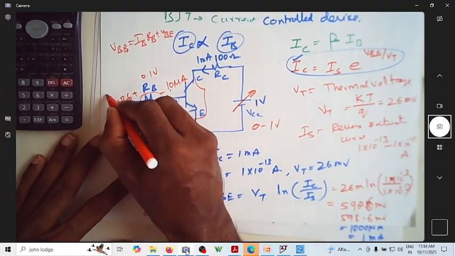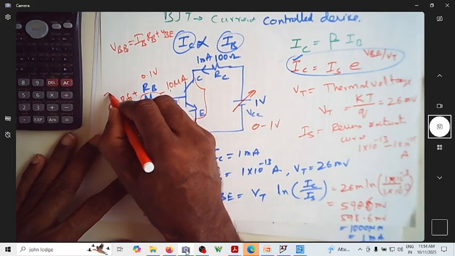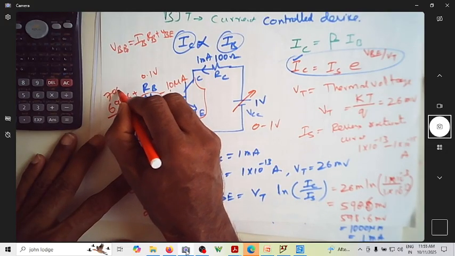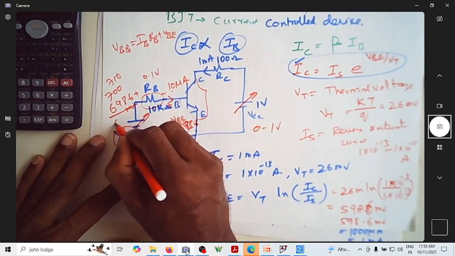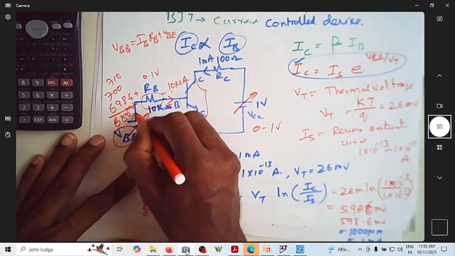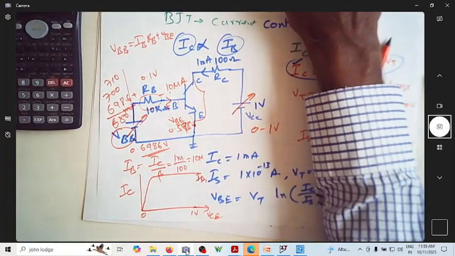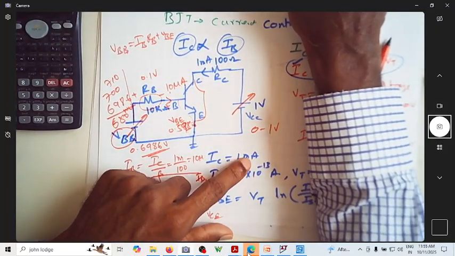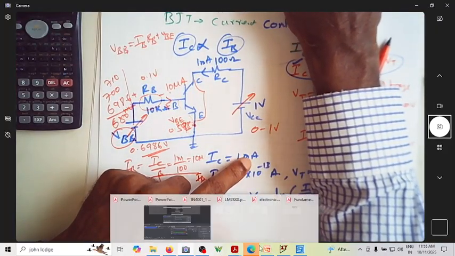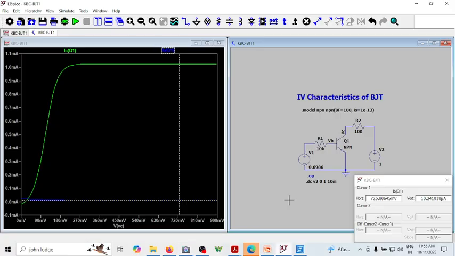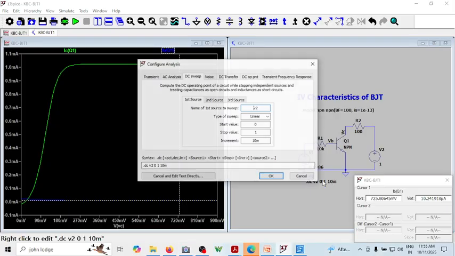You can change this also. Suppose I make it 700, 710, and 680. Can you see we have different voltages? I can do that also. What I can do is go back here and do one more sweep, the second sweep. Now I'm sweeping V1.